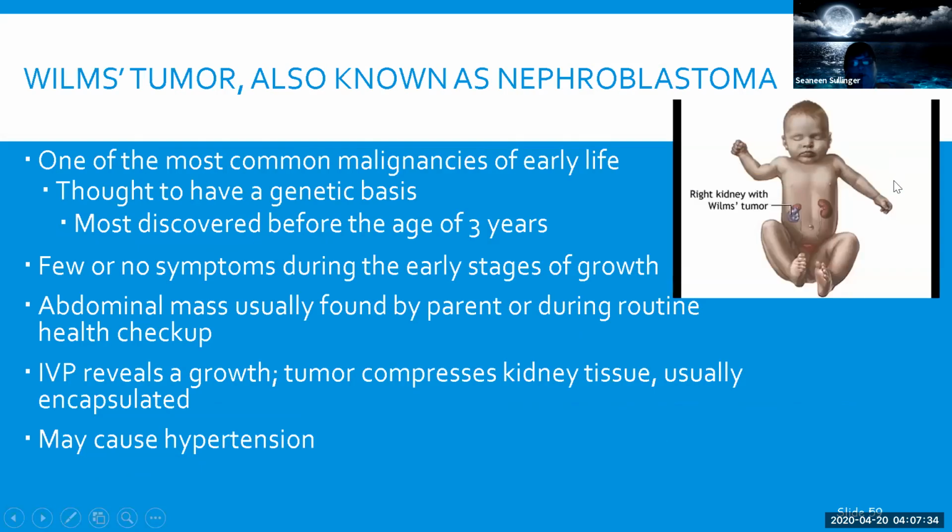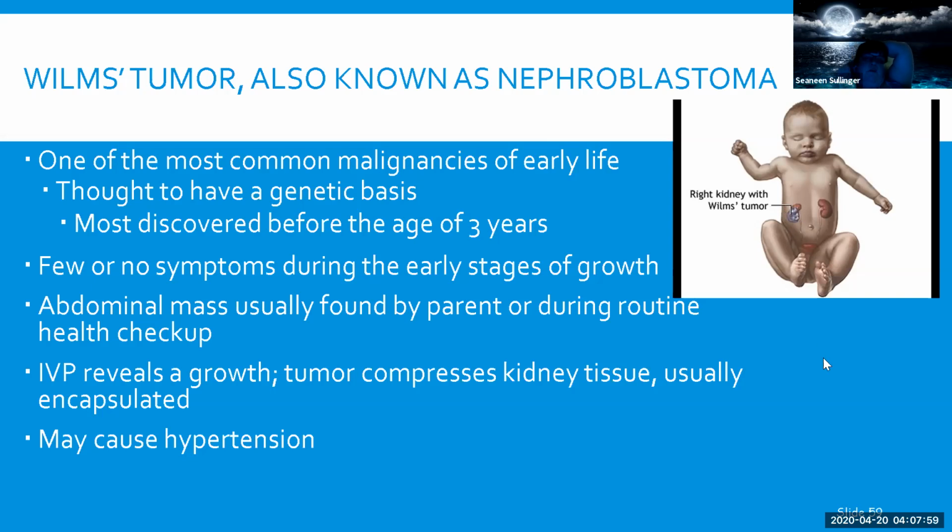So Wilms tumor, this is a nephroblastoma. So this is a type of cancer. It's fairly rare, but you never know when a question about Wilms tumor will show up. And so this picture here is actually showing an infant. There's the regular kidney, and here is the right kidney with Wilms tumor.